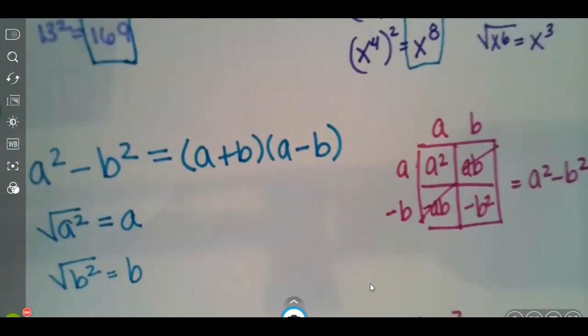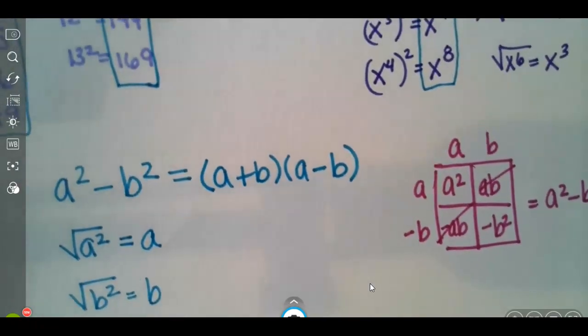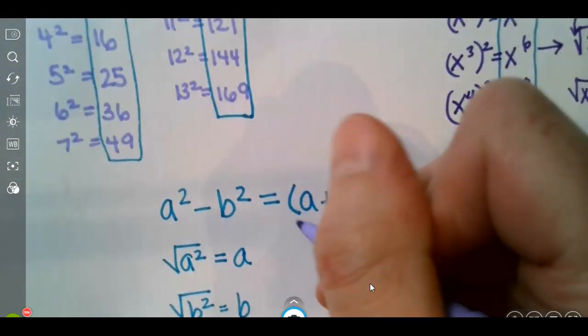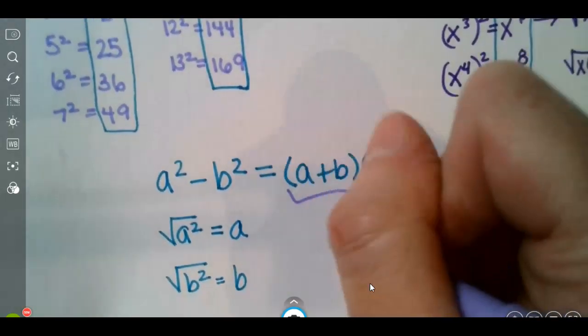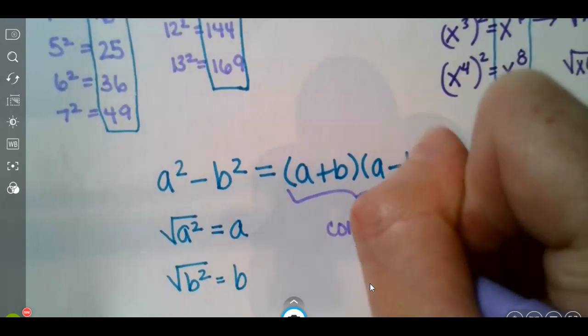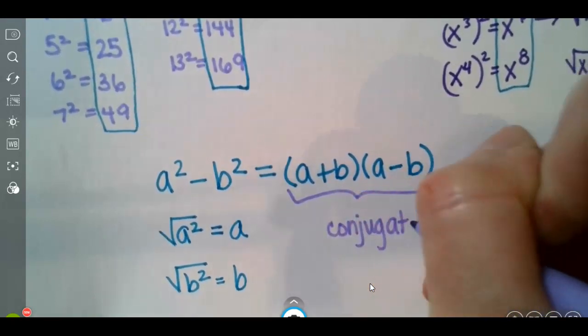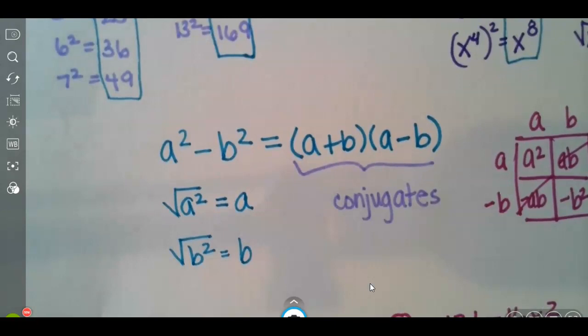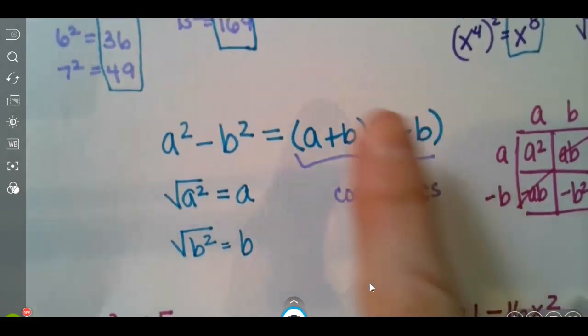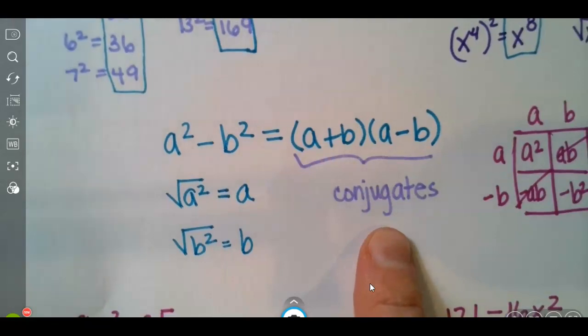Now, with this whole pattern, this difference of squares, there is a special name for these two factors. These factors, when you factor a difference of squares, are called conjugates. And we're going to use the idea of conjugates throughout the remainder of this course. So when you factor a difference of squares, you're going to be factoring into what's called a pair of conjugates.